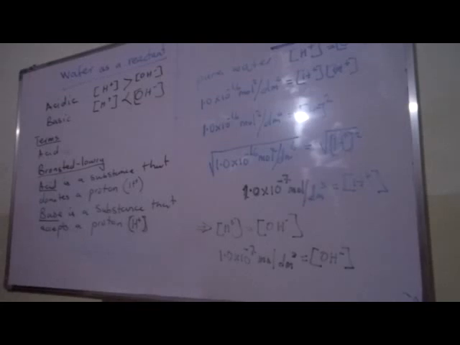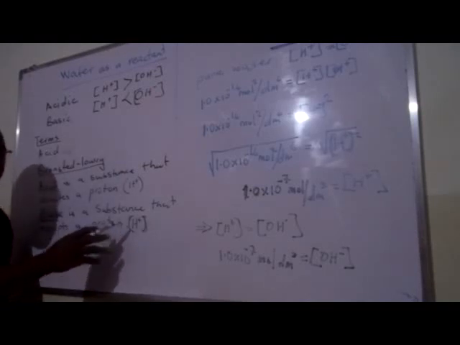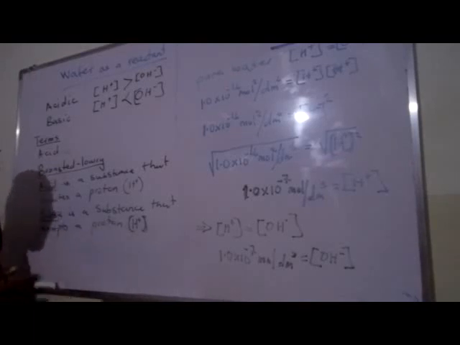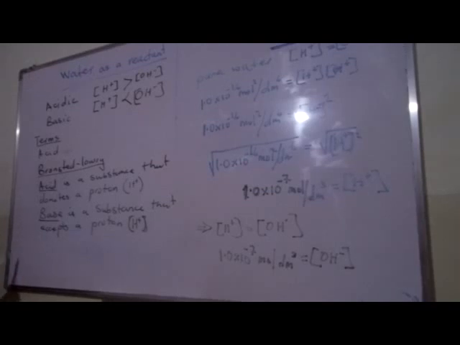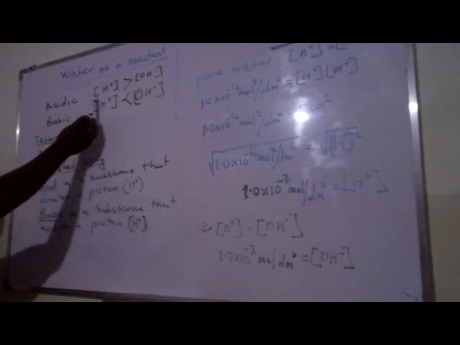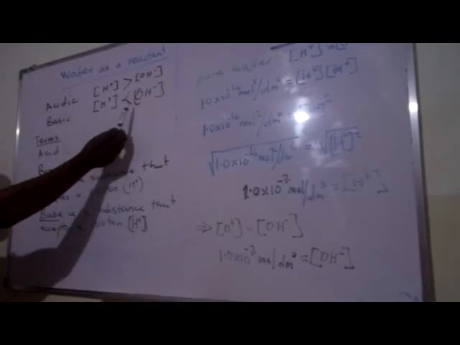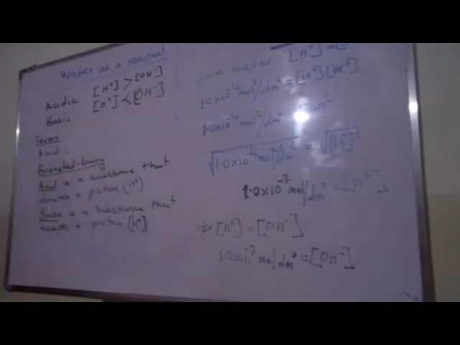Therefore, we can say that hydrogen ions in solution will tell us the state in which the solution is. Is it acidic or is it basic? If you have more hydrogen ions, then it's acidic. If you have fewer hydrogen ions than hydroxide ions, then it is basic, as it were.